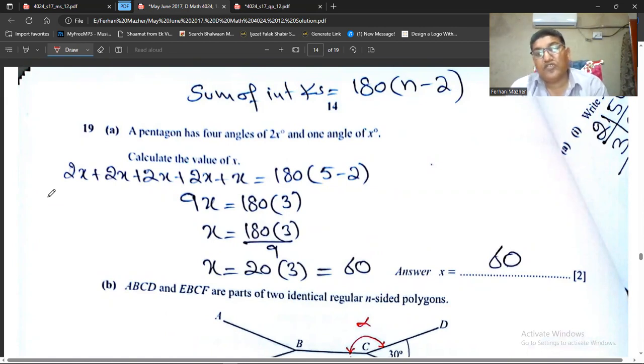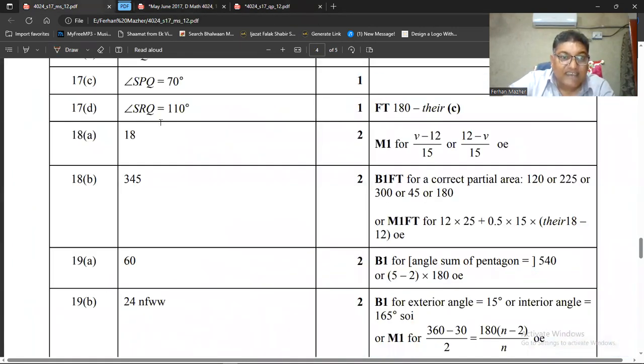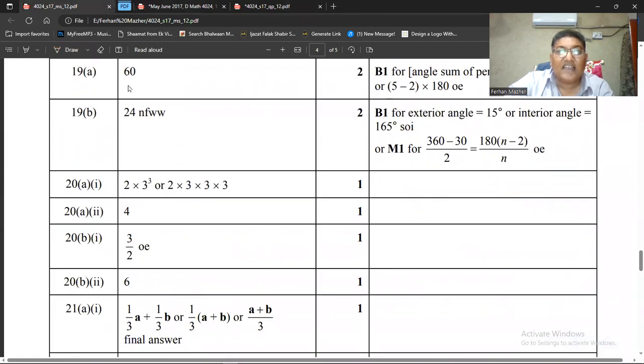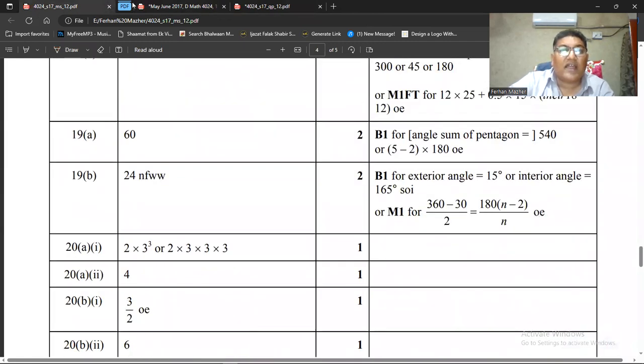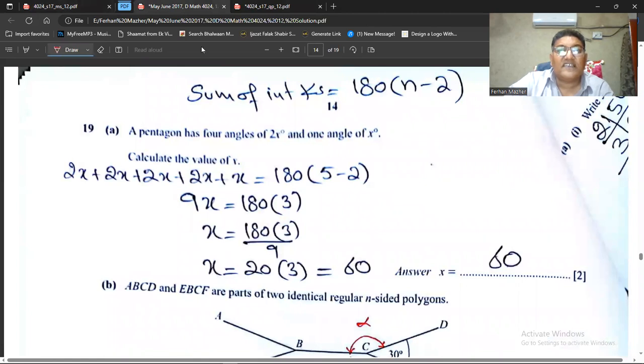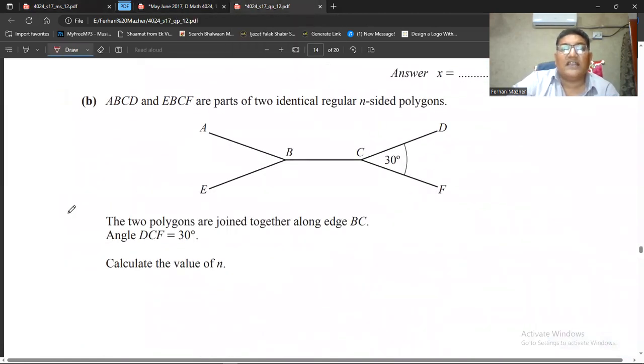and that will equal the sum of the internal angles, which is 180 bracket 5 minus 2. So 9x will be equal to 180 into 3. So x will be equal to 180 into 3 divided by 9. So x will be equal to 20 into 3, and that will be 60. The value of x is 60, and you know this is the right answer, sir. 60 is the solution of that part. Okay, question number 19, and it's part B.